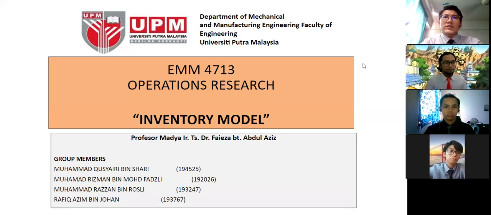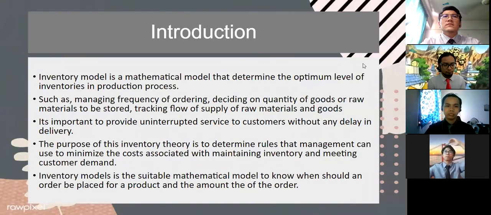I will start with the introduction of an inventory model first. Next slide. So what is an inventory model? It is a mathematical model that determines the optimal level of inventories in the production process. The production process includes managing the frequency of ordering, deciding how much quantity of goods or raw material needs to be stored, tracking the flow of the product, and the supply of raw material and goods. It is important to provide uninterrupted services to customers without any delay in delivery.